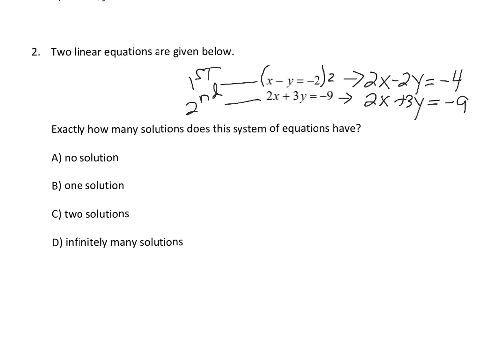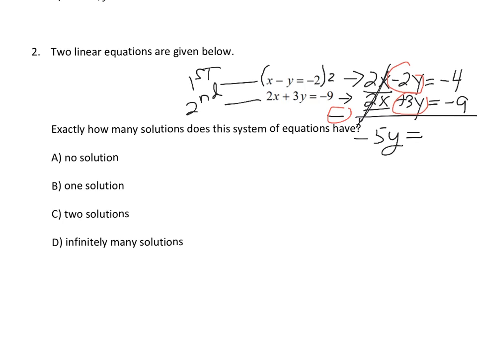Now if you notice, 2x and 2x, they're exactly the same. They have the same sign, so I'm going to subtract. So therefore, 2x and 2x will cancel. It's eliminated. Now look at this. I'm going to change color. Negative 2y minus 3y will give us negative 5y.